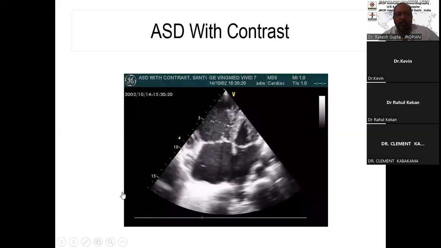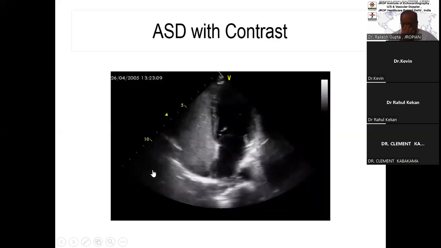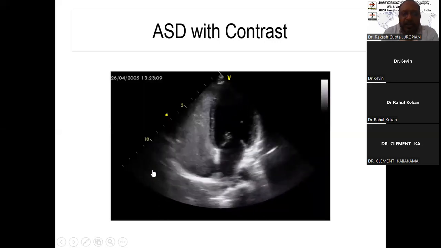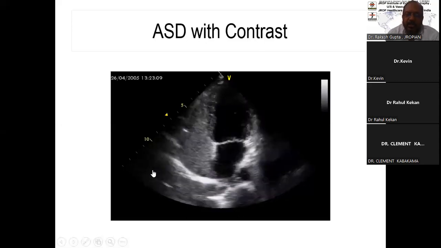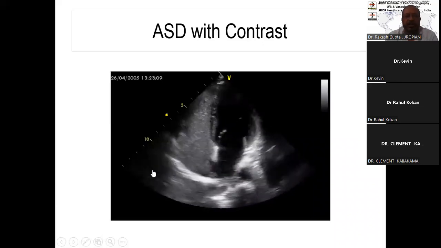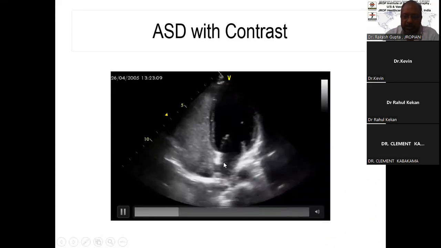If you have doubt or suspicion of an interatrial septal defect because of a dilated RV and RA, what do we do? We do an agitated contrast saline injection in the right arm of the patient to look for any shunting across the interatrial septum in this subset of patients.